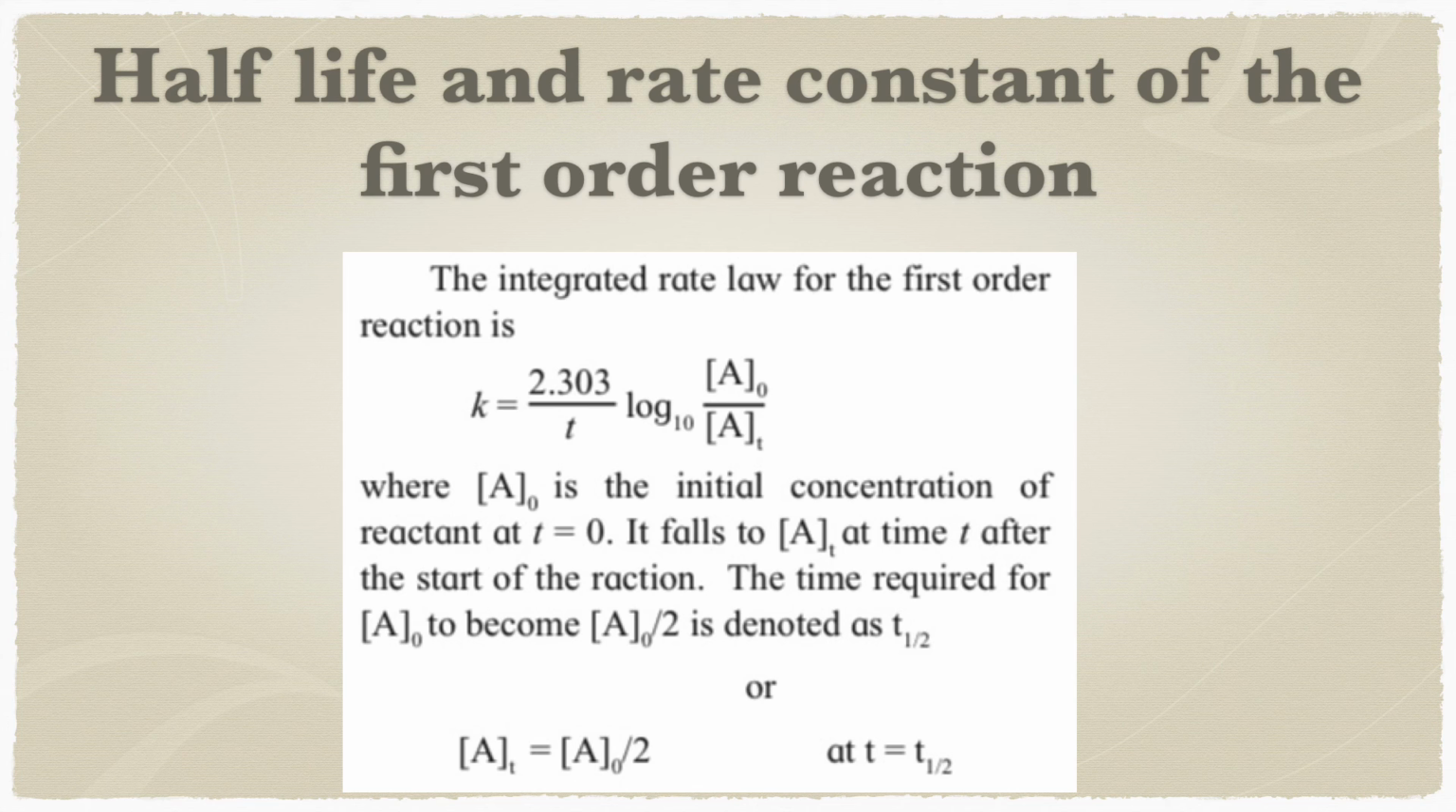Here A naught is the initial concentration of the reactant at t is equal to 0. When it falls to At at time t after the start of the reaction, the time required for A naught, that is the initial concentration, to become half, that is A naught upon 2, is denoted by t half. Therefore, we just have to make some changes in the equation. The initial concentration will be the same. The final concentration At will be equal to A naught upon 2. Therefore, t will be equal to t half.